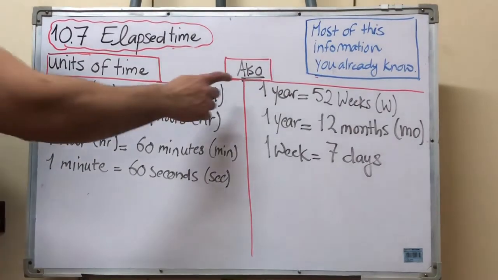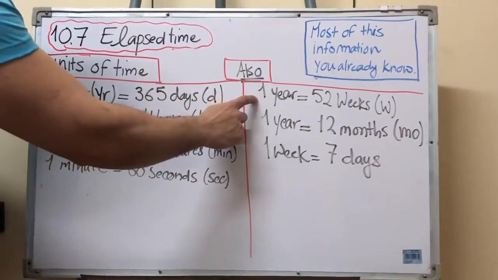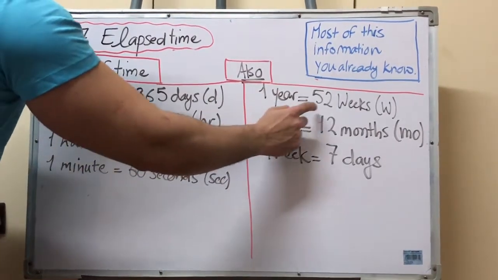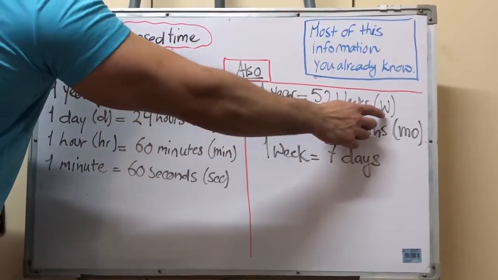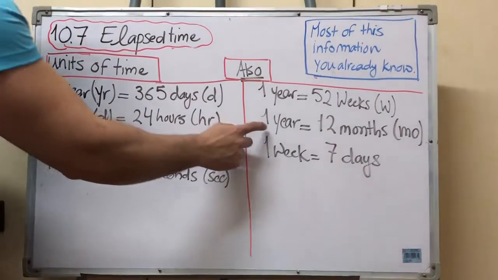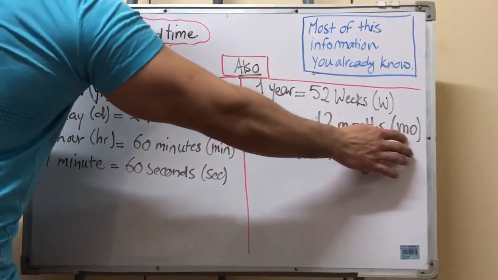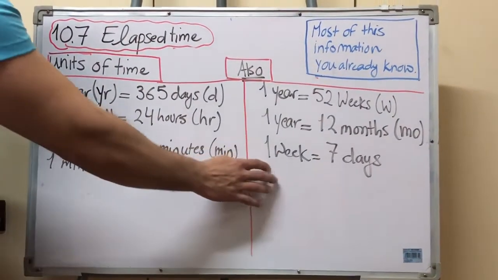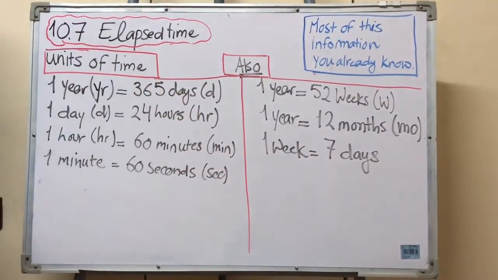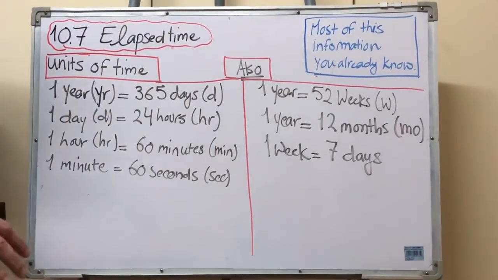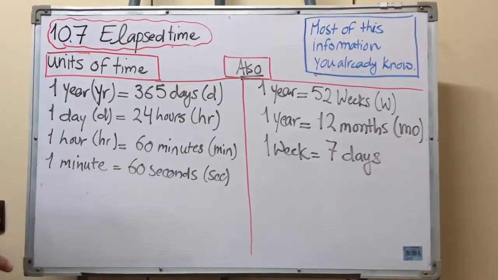Also, we have this extra information. 1 year equals 52 weeks. The abbreviation for weeks is W. 1 year equals 12 months. The abbreviation for months is MO. And 1 week has 7 days. Easy information. It's not going to require a lot of memorizing from you because you already know these units.